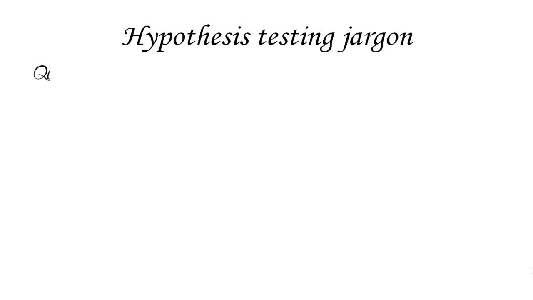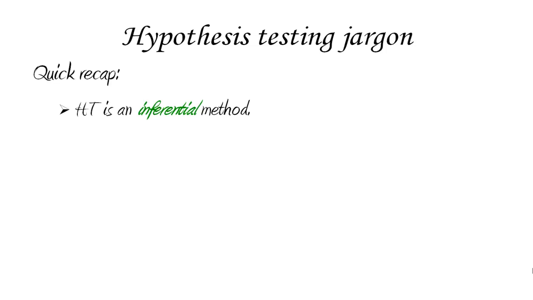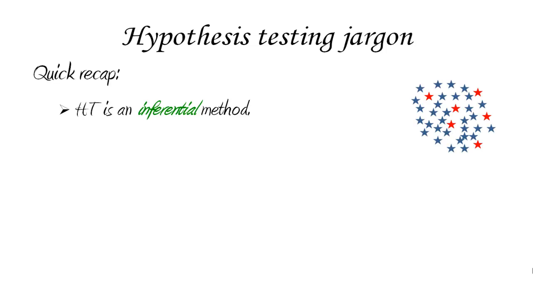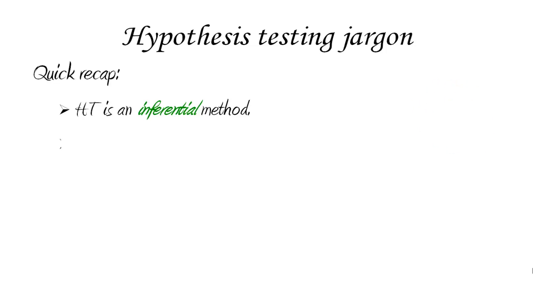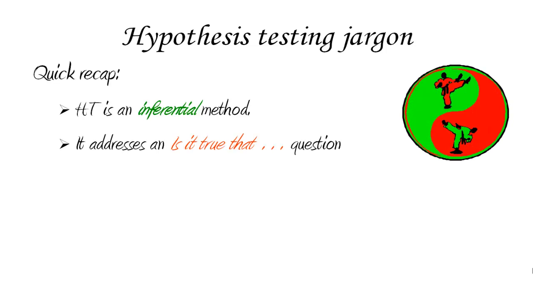Let me start with a little recap of what we did last time. So remember, first of all, that hypothesis testing is an inferential method, which means it is based on data collected from a sample, but its conclusions are meant to be applied to the whole population. The other thing to remember is that it addresses an "is it true" kind of question. Therefore, it's going to have as an answer either a yes or a no. Almost. We're going to find out actually that the answer is going to be yes or no, but with lots of qualifications, so not as clear cut as those karate people seem to suggest.